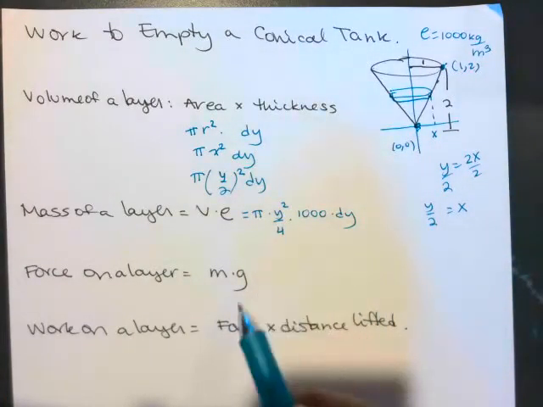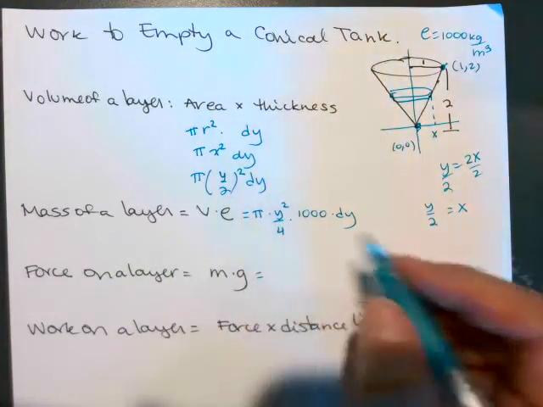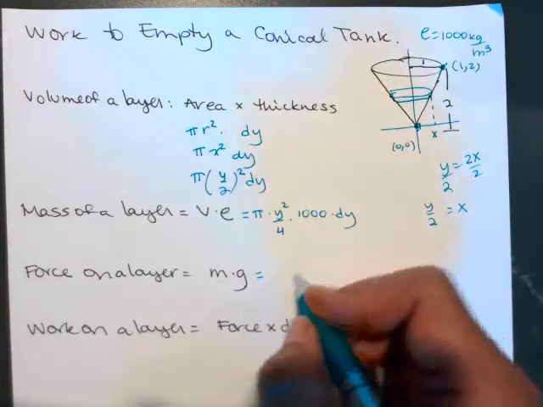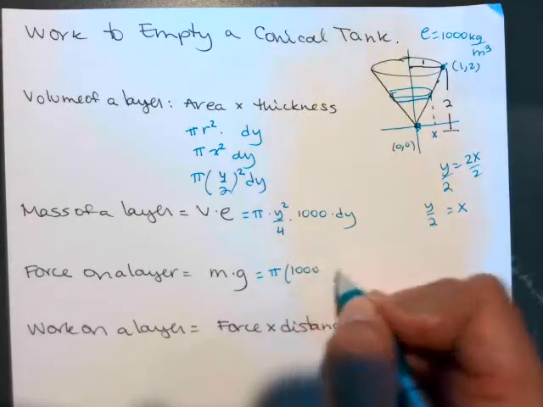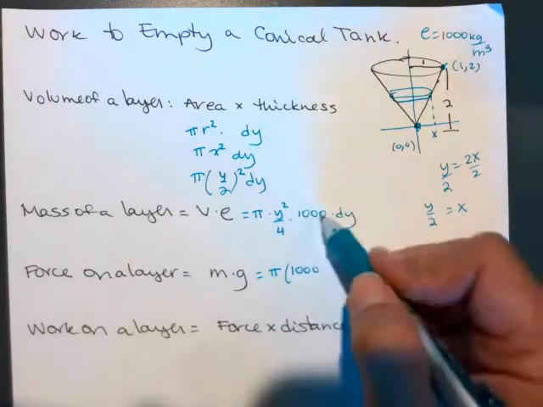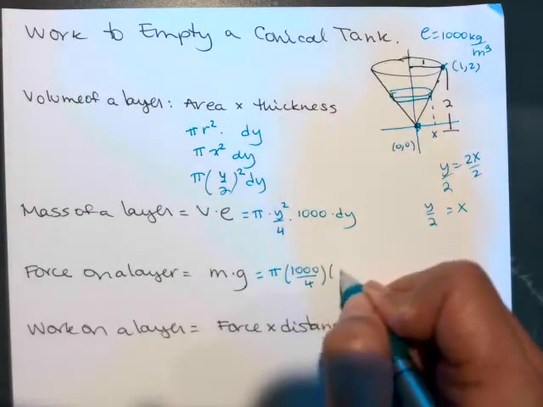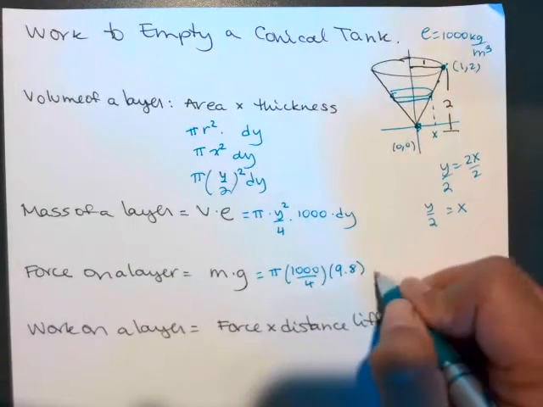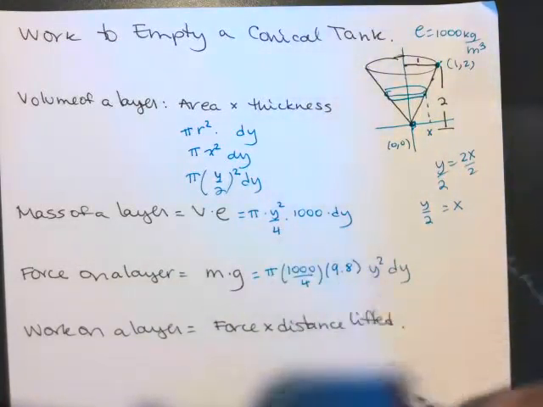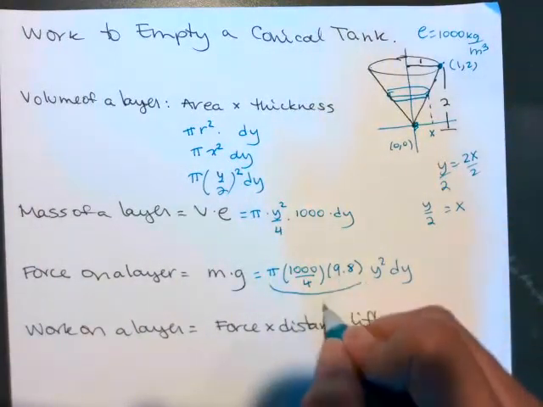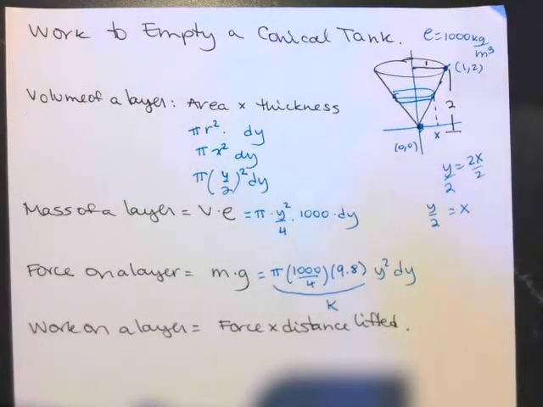The force. Now we're just going to bring in our force of gravity, 9.8 or 9.81. So I've got pi times 1,000 over 4, and I'm going to move some things around. Here comes gravity, 9.8, and then I have y squared dy. All this stuff up here is just a constant, so I'm going to pull that out in front in just a second.